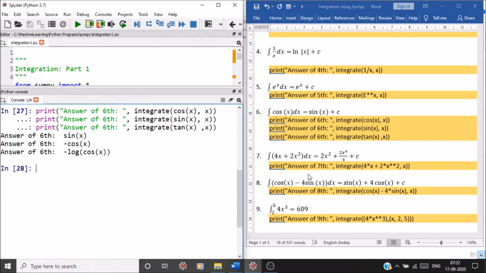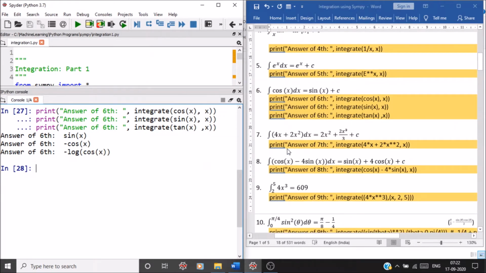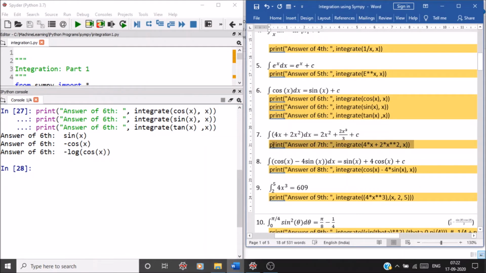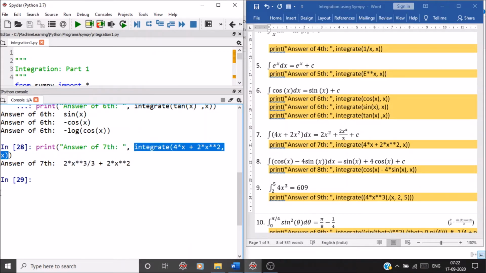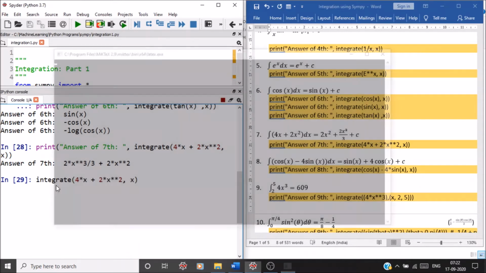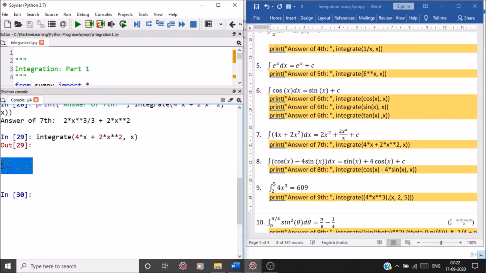Okay, next we can see another integration: 4x plus 2x square dx. The answer is 2x square plus 2x to the power q plus 3 plus c. So we can execute it and see the result. Here, 4x plus 2x square, and if you see the result, this is the answer. And if you execute only this particular part, you can see it in a mathematical format. This is the final format.